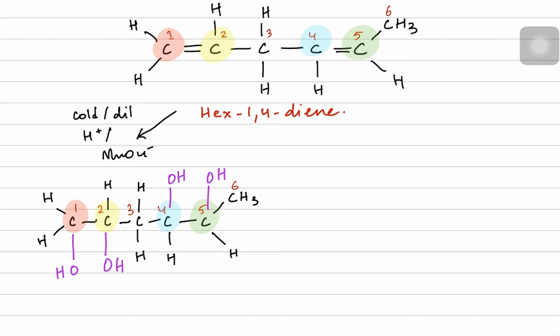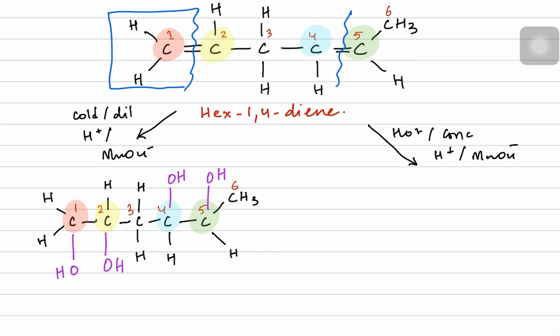But remember, now when we talk about the structure with hot, concentrated, acidified manganate, you have 2 carbon-carbon double bonds. So here, these structures will split in a way that you will get 3 products. The first product is made from the red carbon. The second product is made from the green carbon. The third product is made from the center, which will involve the yellow and the blue carbon.